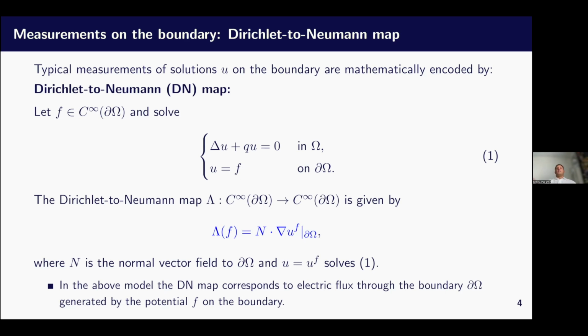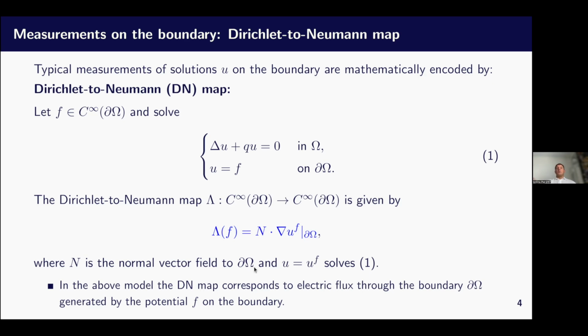Then the Dirichlet-Neumann map maps this function f on the boundary to another function on the boundary, which is given as the normal derivative of the solution to equation 1 on the boundary. So take a function on the boundary, solve the equation with that boundary value, and compute its normal derivative on the boundary. That is the Dirichlet-Neumann map. Here n is the normal vector field to the boundary of omega.